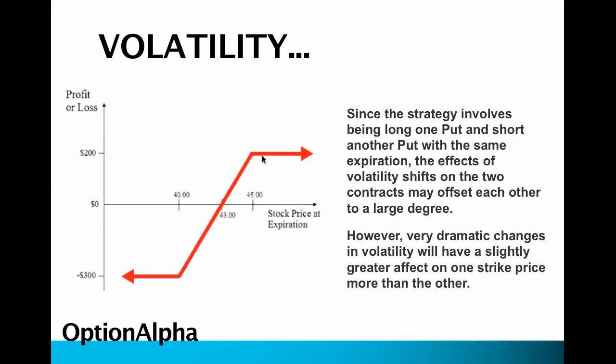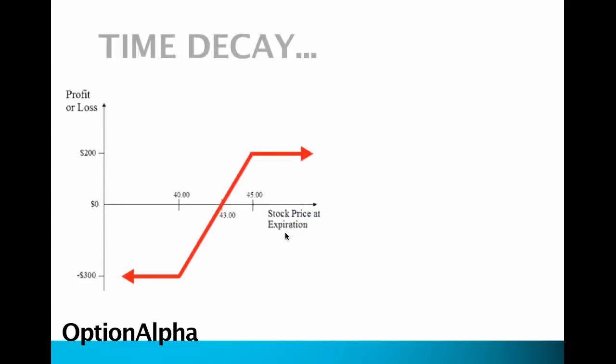So if you have a positive volatility move here and a negative volatility move here, for the most part they're going to offset each other. There is going to be a slight difference because you are selling and buying at different strike prices. But again, it's only going to be a very small difference. You're going to have a greater impact from the actual underlying price of the stock.